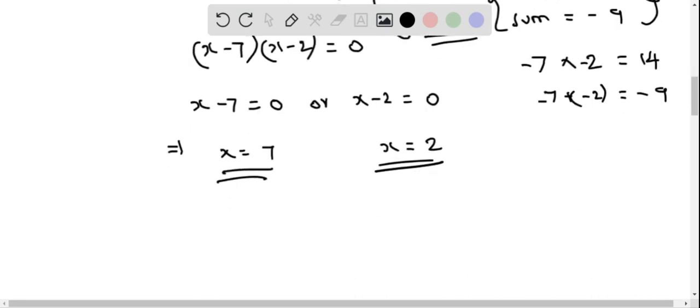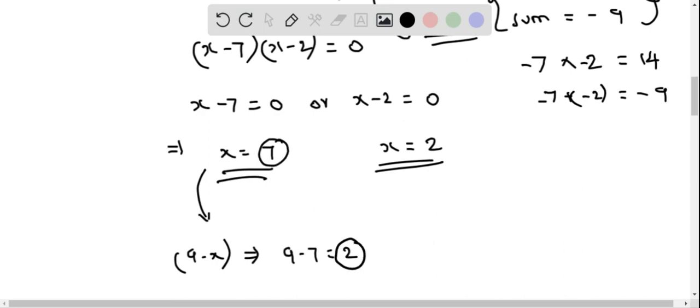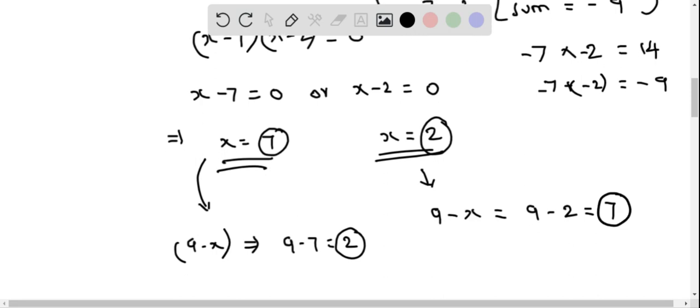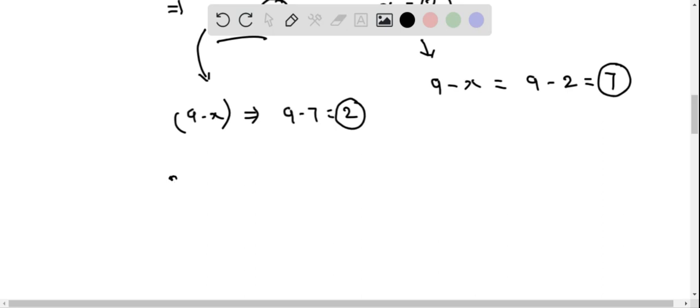Suppose one of the numbers is 7, then we know that the second number is 9 minus x. If I plug in x equal to 7, I get 9 minus 7 equal to 2. So if one of the numbers is 7, the other number is 2. Now let's consider x is 2. If one of the numbers is 2, then the other number is 9 minus x, which gives 9 minus 2 equal to 7. So basically the two numbers are either 7 or 2. So we now found that the two numbers are 2 and 7. This is the answer for this question.